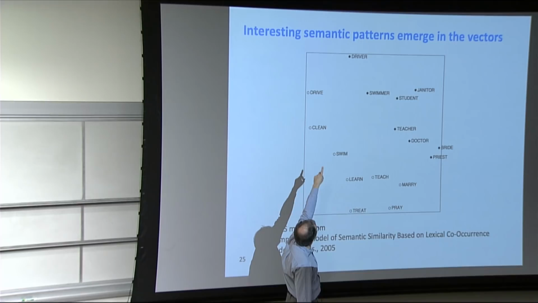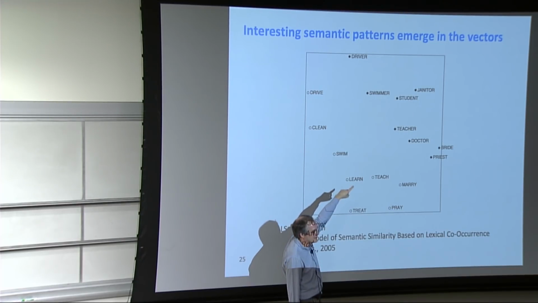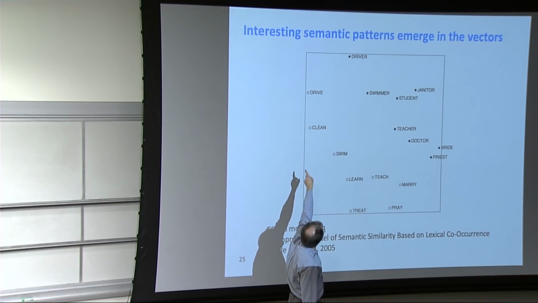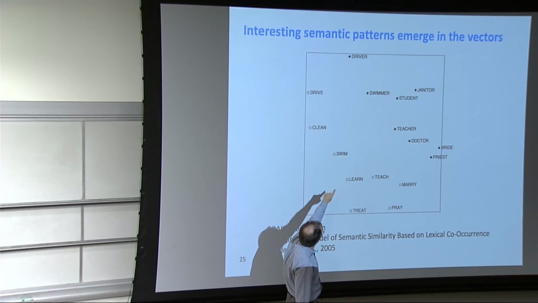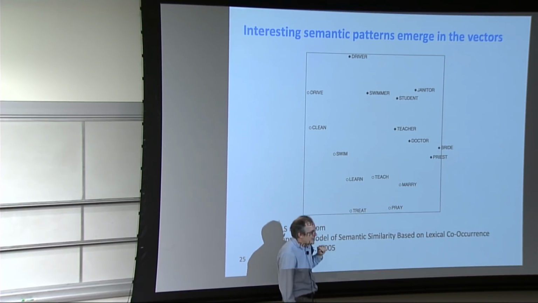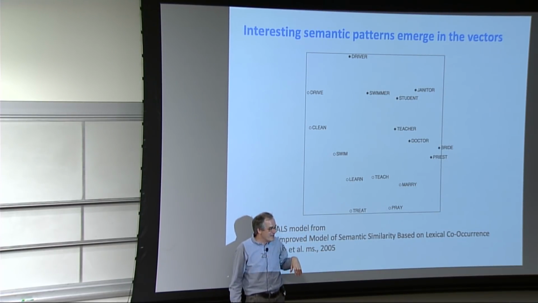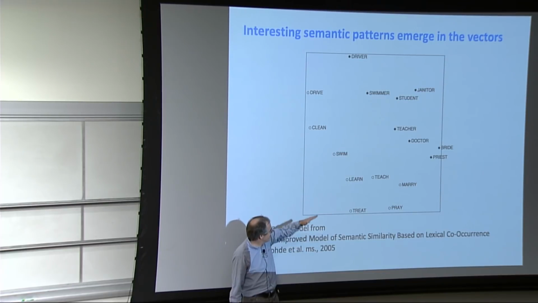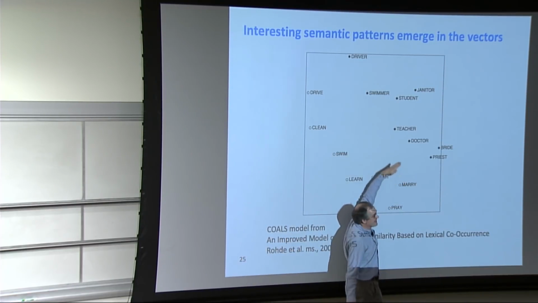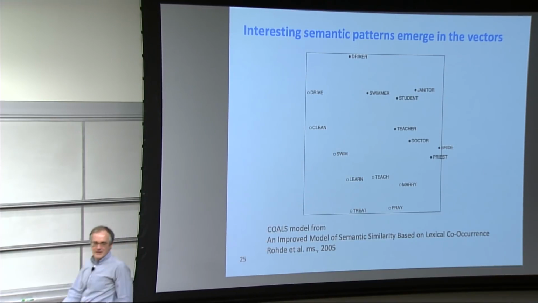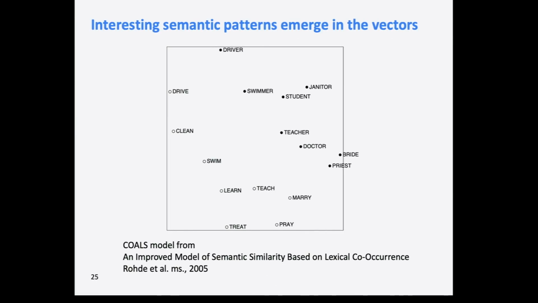So here we have the sort of verb to the doer of the verb direction. Drive, driver, clean, janitor, swim, swimmer, learn, teacher, or teach, teacher, doctor, treat, priest, pray. I mean, it's not exactly perfect. There's a little bit of wiggle there, right? But, roughly, it's completely clear that there's sort of a direction in the space that corresponds to from a verb to the doer of a verb.